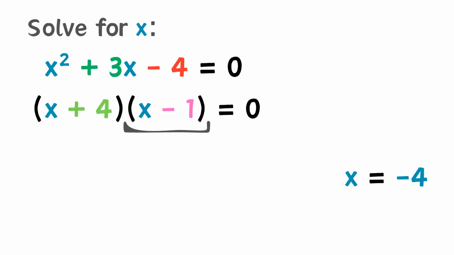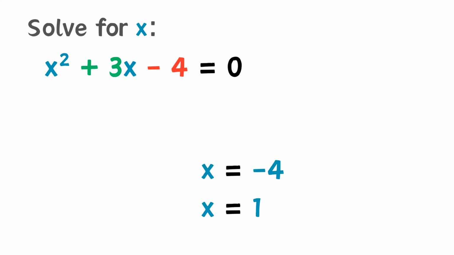Now, what about x minus 1? When does x minus 1 equal 0? When x is 1. So two solutions for x in this equation are -4 and 1. We can check our work by substituting these back into the original equation.